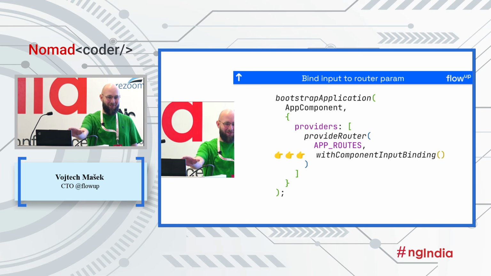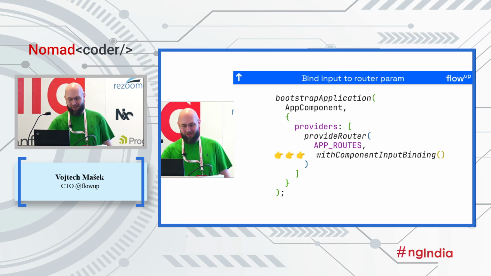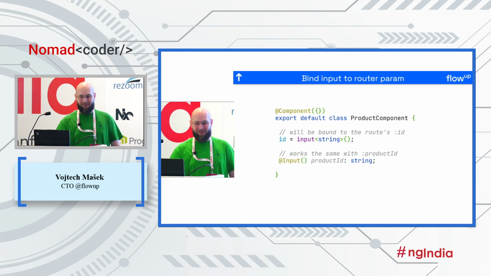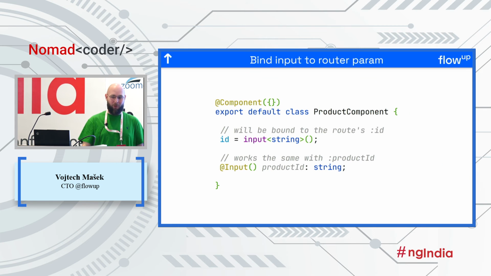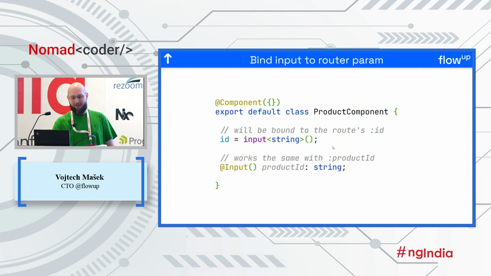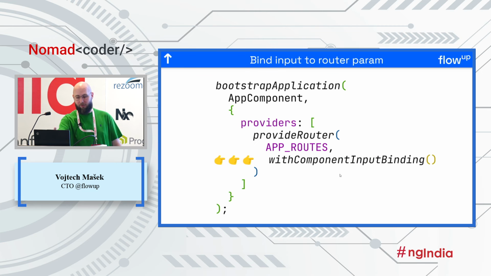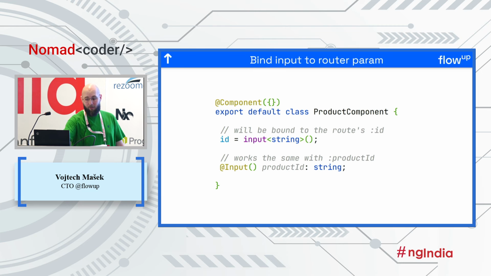So you can write this into your configuration. And now this will automatically work. And by this, I literally mean that the ID that you write into your routes will automatically bind to the input. And if you don't use signal inputs and are still on the old ones, it also works with the decorators. So product ID will bind to product ID like this. It will just work. The only thing you need is this one line in your router configuration.